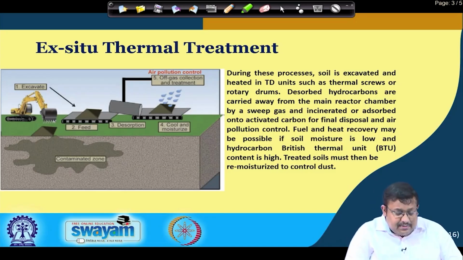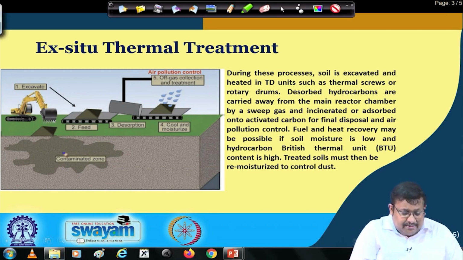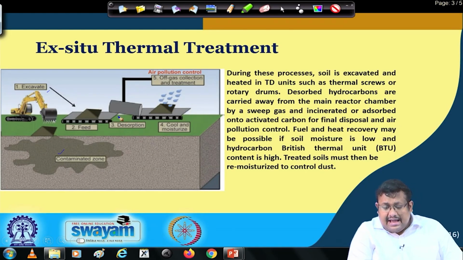Now, the ex situ thermal treatment has been shown here in this picture. In this process the soil is excavated and heated in a thermal desorption unit. This TD is a thermal desorption unit such as thermal screws or rotary drums. As you can see here, this is a contaminated soil, and from this contaminated soil the soil is excavated and then fed into this thermal desorption unit, such as thermal screws and rotary drums. And these dissolved hydrocarbons are carried away from the main reactor chamber by a sweep gas and incinerated or adsorbed onto the activated carbon for final disposal.